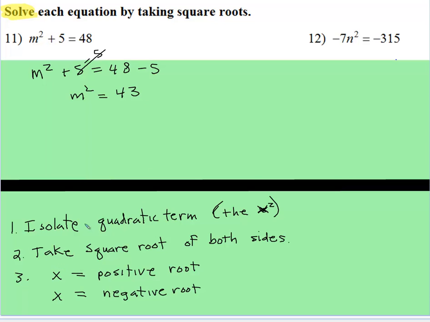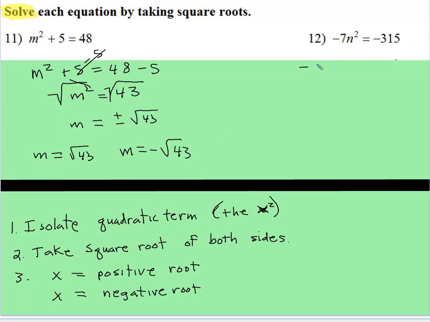Now, step 2 says take the square root of both sides. Well, the square root of anything squared will just be the anything, which is m. And the square root of 43, there's two roots, positive and negative. So then you write m is equal to positive root 43, and m is equal to negative root 43. Just like that.